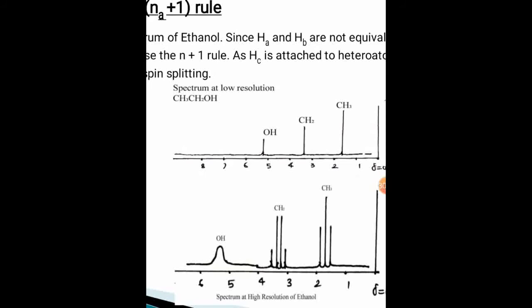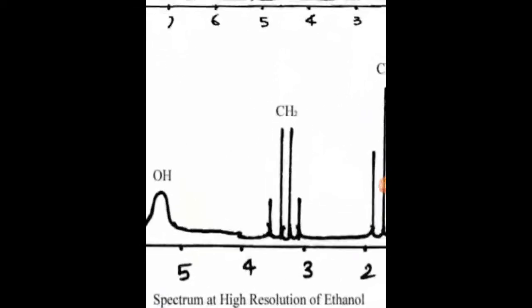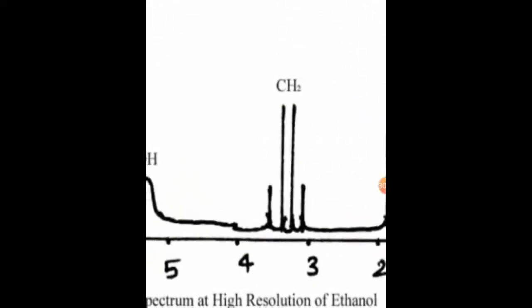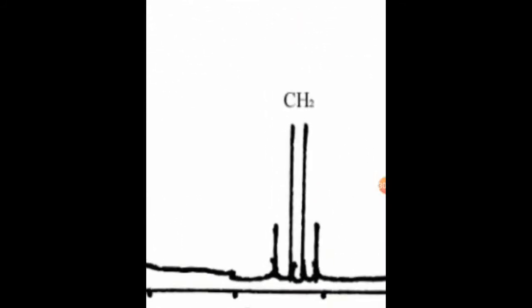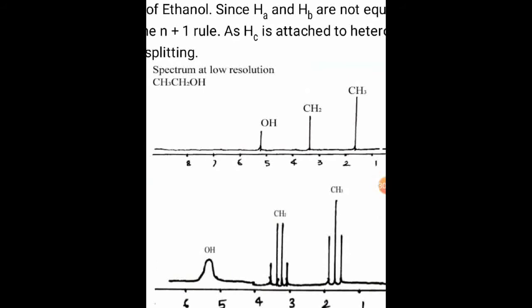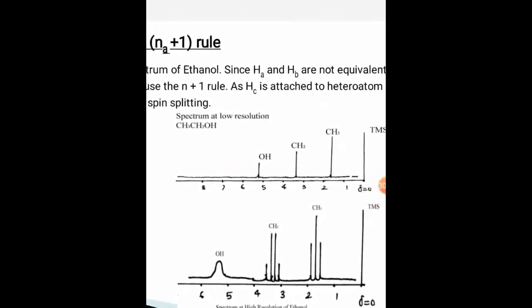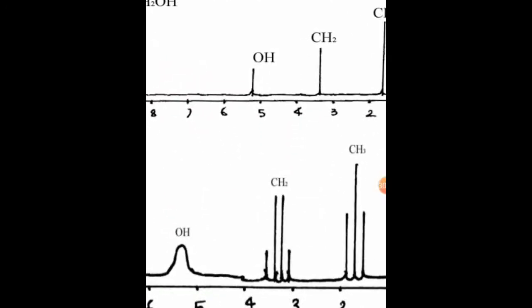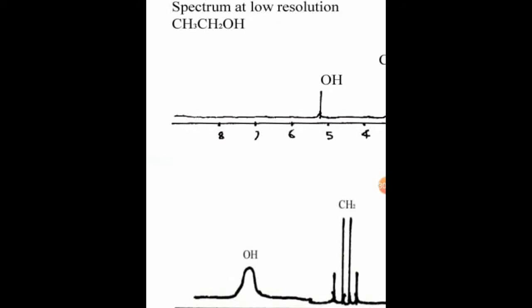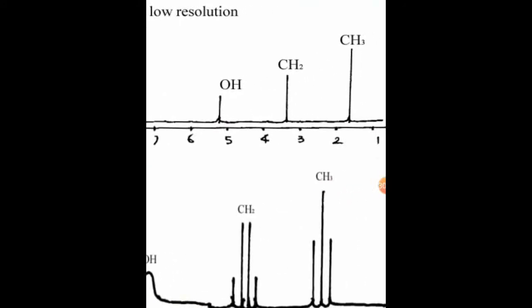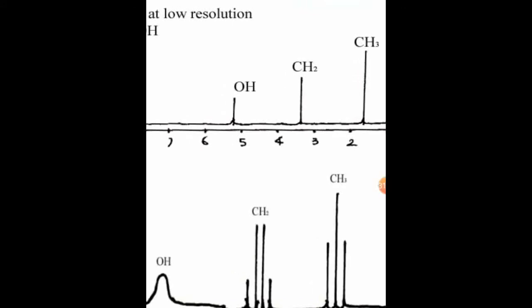These are the two spectra for ethanol. The first spectrum is at low resolution and the second spectrum is at high resolution. High resolution means I am resolving this image, magnifying this image. This is high resolution, this is low resolution. In high resolution we see multiplets, and in low resolution these multiplets appear as singlets. In low resolution it gives three signals due to the three sets of protons A, B and C.